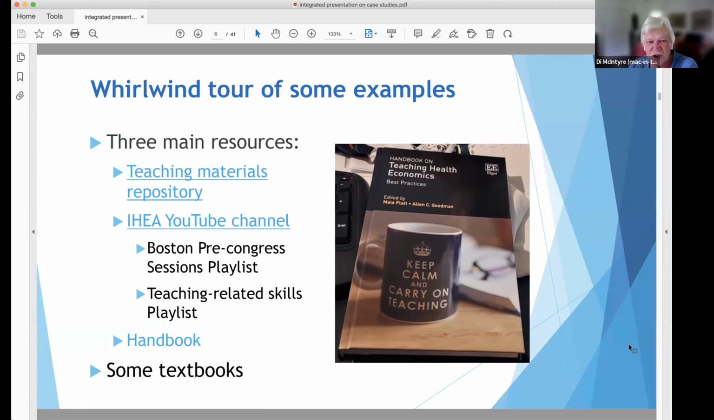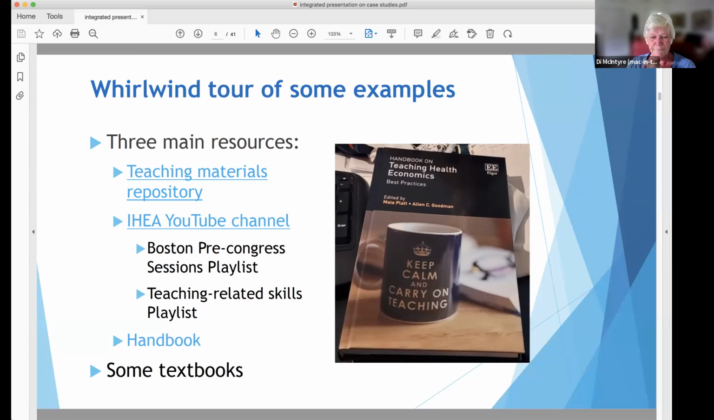And to mention to you that there are several resources where you can find examples of case studies that you can either use or adapt or change, develop, but that can stimulate ideas for you to develop your own. So I'm going to show you the teaching materials repository and the YouTube channel, but also to mention that there is a handbook which was developed by members of the Teaching Health Economics SIG that has some incredibly detailed information and case studies in it.